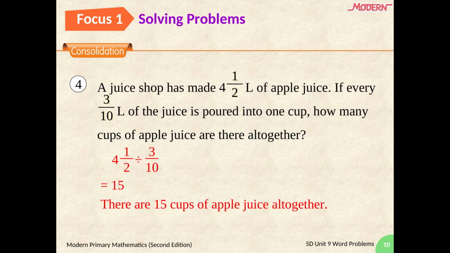Ready to simplify? Know how. 9 and 3 simplify to 3 and 1. 10 and 2 simplify to 5 and 1. 3 times 5 equals 15 cups. Pour me 1. There are 15 cups of apple juice altogether. The shop is ready for customers. See how easy it is when you know the steps?